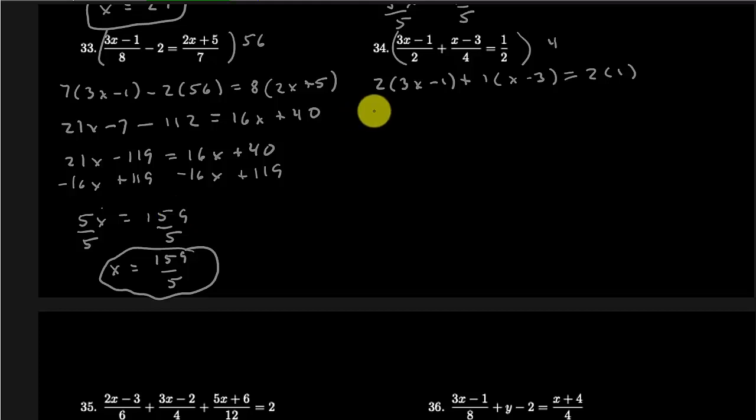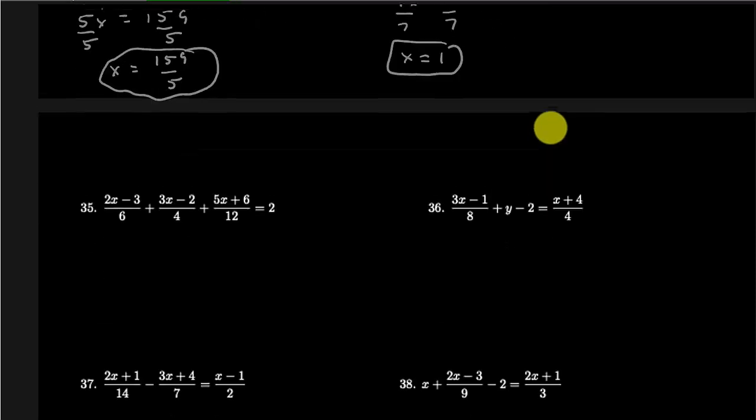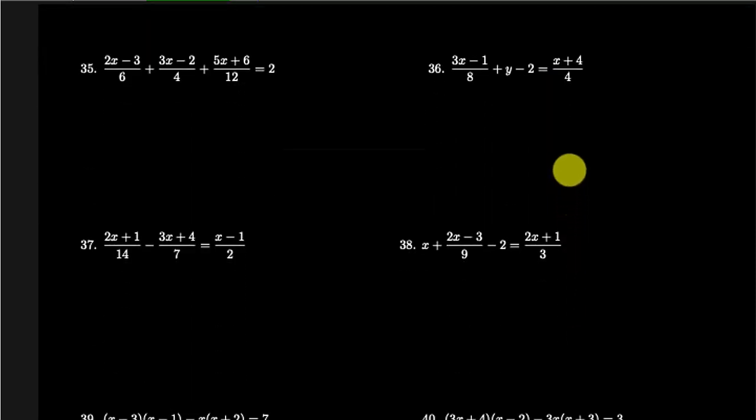All right, so we've got 6x minus 2 plus x minus 3 equals 2. Combine like terms, 7x minus 5 equals 2. Add 5 to both sides. I get 7x equals 7. Divide both sides by 7. x is equal to 1. All right, we're getting closer and closer.